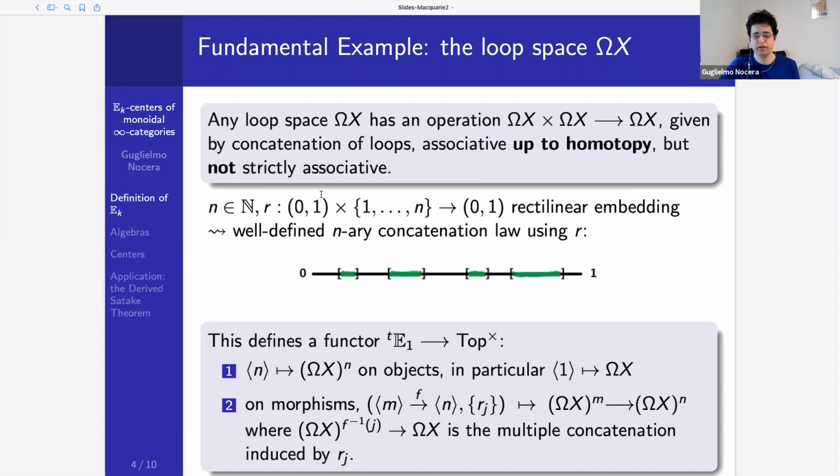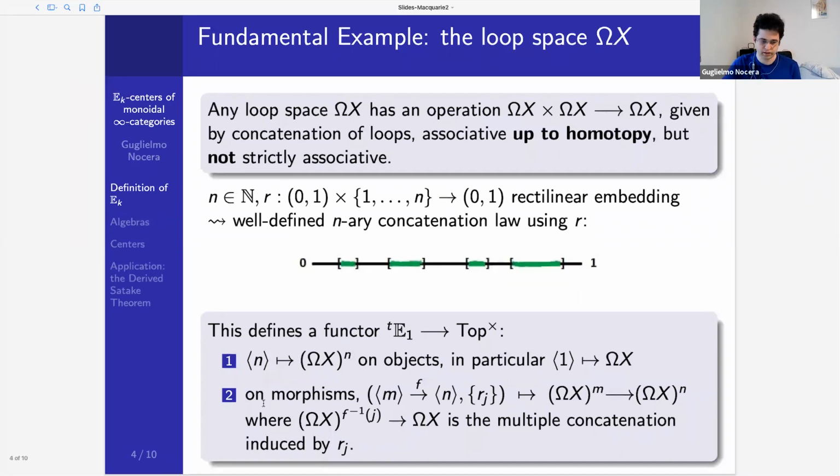Why? Well, just consider a rectilinear embedding from n copies of the interval to itself. Well, then, once this is fixed, you may consider a composition law. So suppose you have 4 loops and you want to compose them. Well, then what you do is the following. You start from the base point, you remain on the base point until you hit the image of the first interval, the first copy of the interval. Then you perform the first loop, then you remain on the base point, and so on and so on. So only once this generalized partition of the interval has been fixed, you can give a strict meaning to the composition of loops. Okay, so this is where rectilinear embeddings enter.